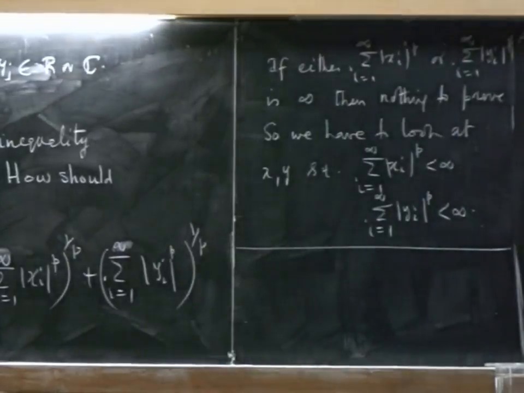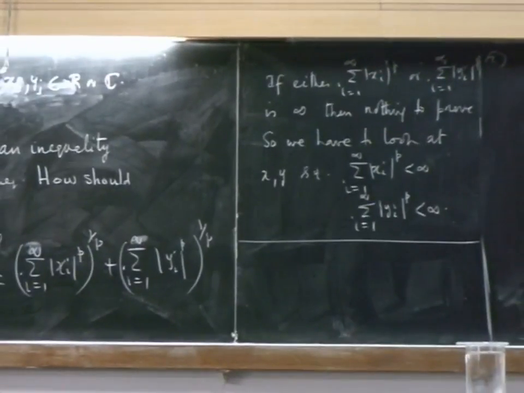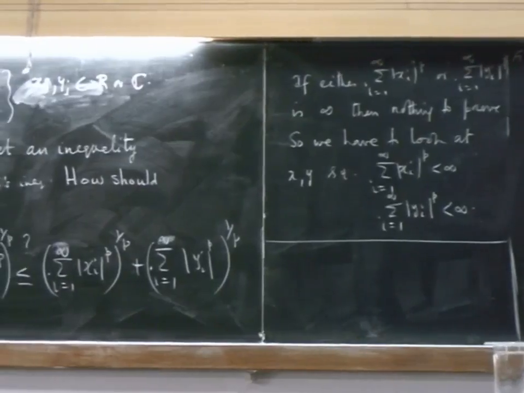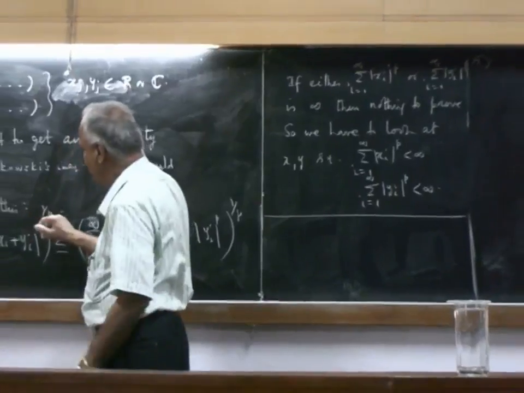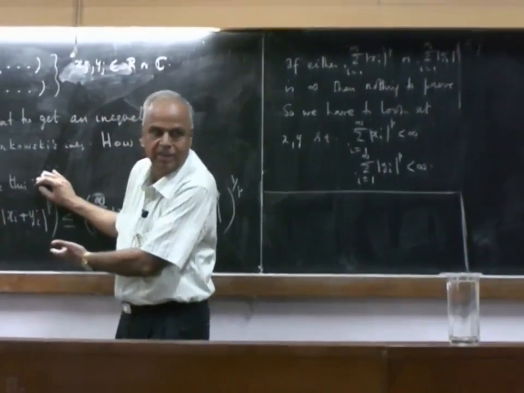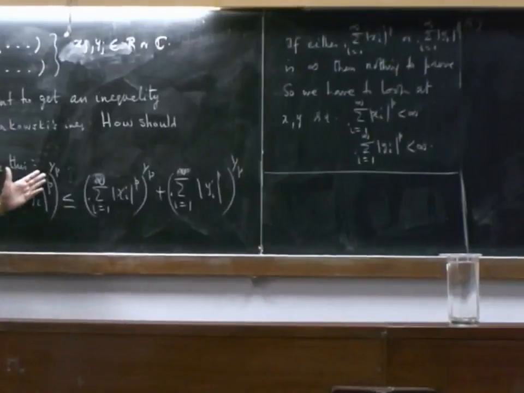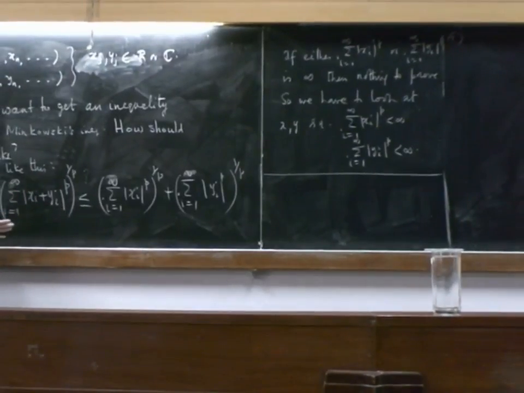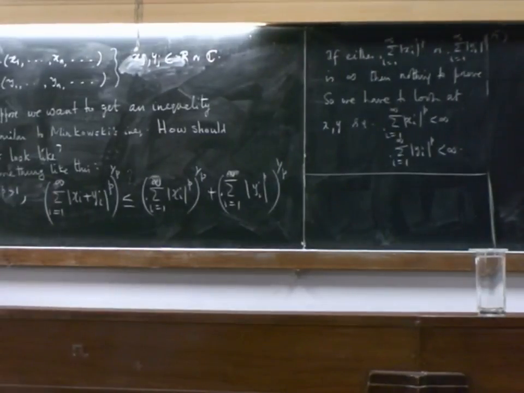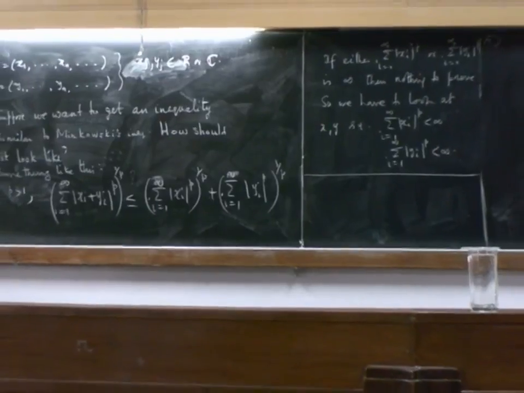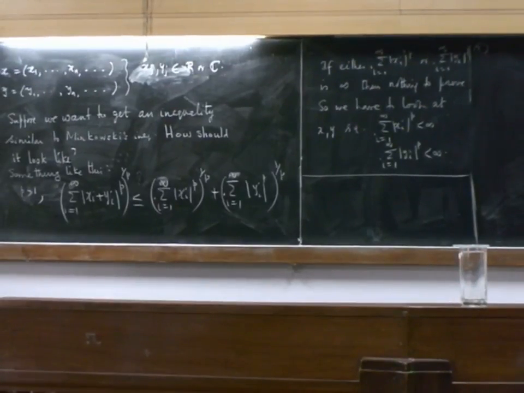Therefore, we must assure first of all that the left hand side is finite. Now, to assure that the left hand side is finite, it's enough if without the power 1 over p I say it is finite. If this is finite, then to the power of 1 over p is also finite. So to say that this is finite, I must say that the series converges. So I want to assure that the series sum of mod xi plus yi to the power of p converges. So therefore we should know what is meant by saying a series is convergent. When does the series converge?